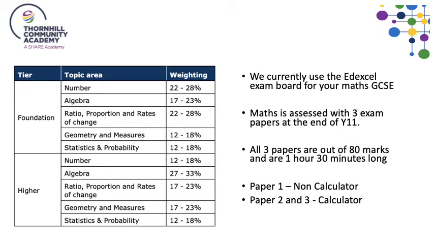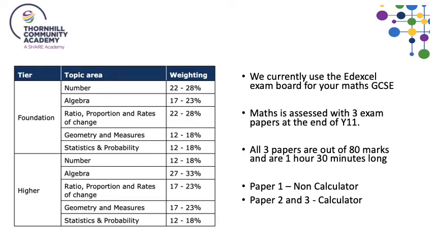Now, year 9 will be an area where you look at number and algebra primarily to build your foundations of those two specific areas, so that when you move into Key Stage 4, into year 10, you'll find that transition a lot smoother. Okay, your maths at the end of year 11 is assessed with 3 exam papers.